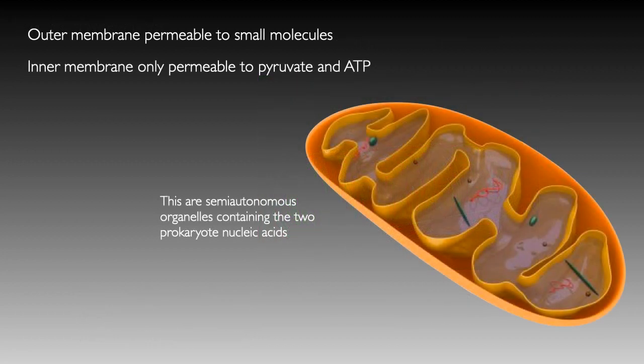Also remember that the outer membrane is permeable to small molecules, but the inner membrane is only permeable to pyruvate, so it can go in, and ATP, because ATP will be produced inside, so you need ATP to go outside so it can be used by other processes.